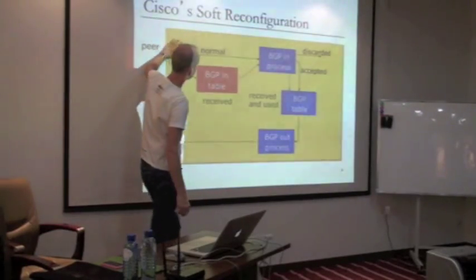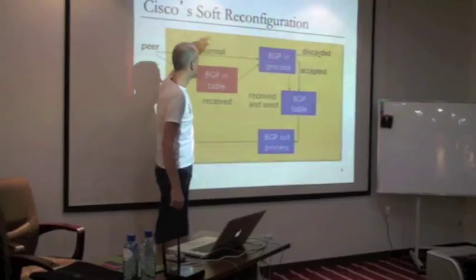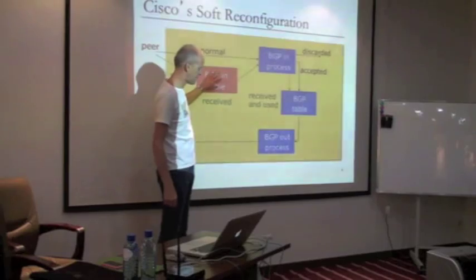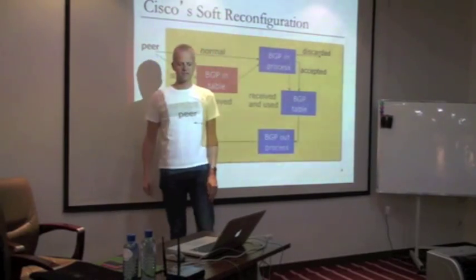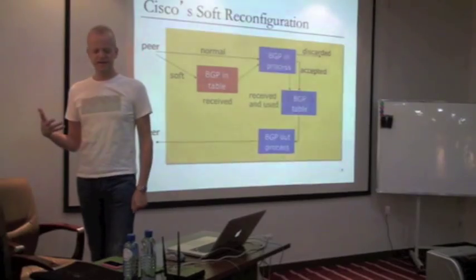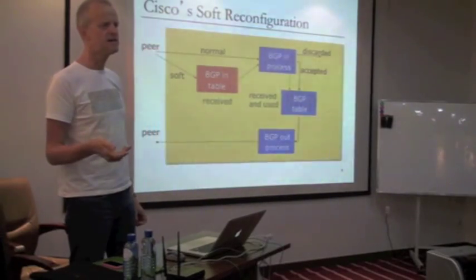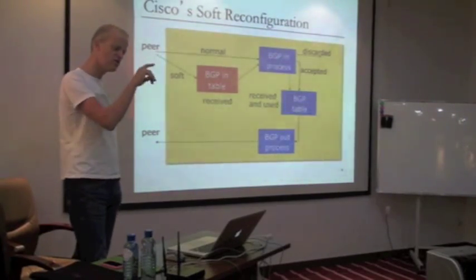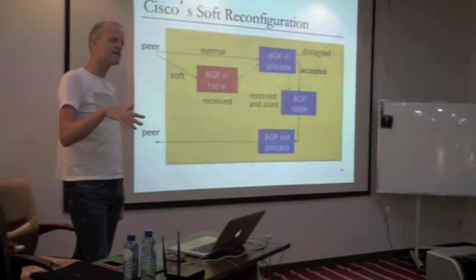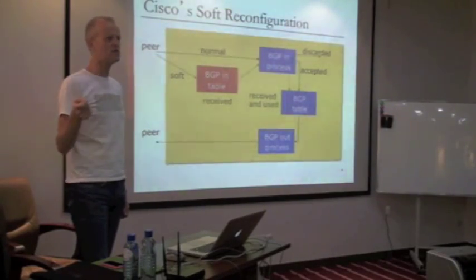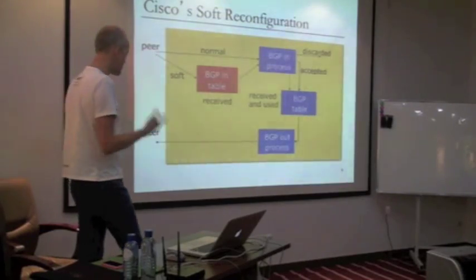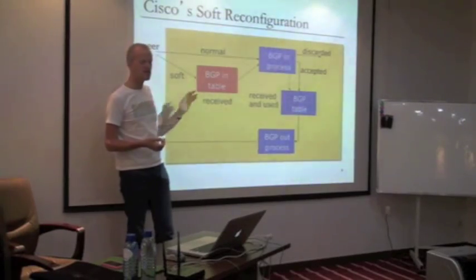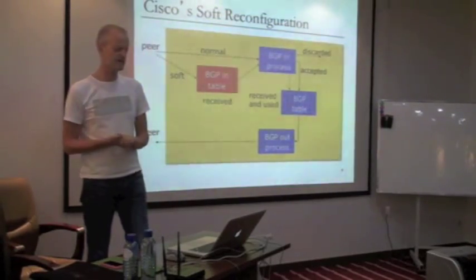The normal BGP session announcements come into the BGP in process, but with soft reconfiguration running, the prefixes come in, they're stored in this BGP table here, and then they're applied to the in process. So you can see prefixes that are changed by the policy need extra memory because they're stored on the router. If you do show IP BGP, you see lots of prefixes that are marked as received only. That means they're taking up extra memory. It means that the policies that you have applied have changed attributes on those prefixes.